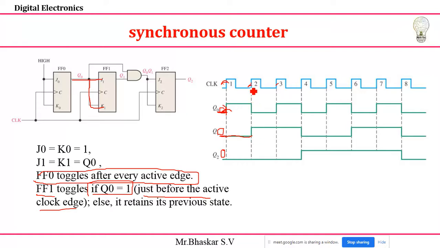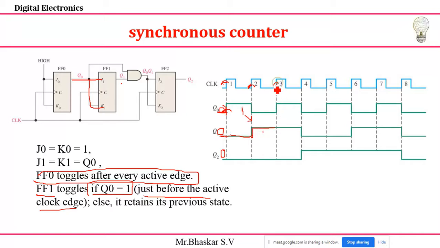Okay, now come to the next active edge. I'm checking my Q0 value because Q0 is the input to my J1 and K1. So I'm checking my J1 and K1. Just see, just before the active edge, what is the value you have? You have a 1. If you have a 1, then it starts toggling. My Q1 value starts toggling, so 0 becomes 1. Because of this, this is happening.